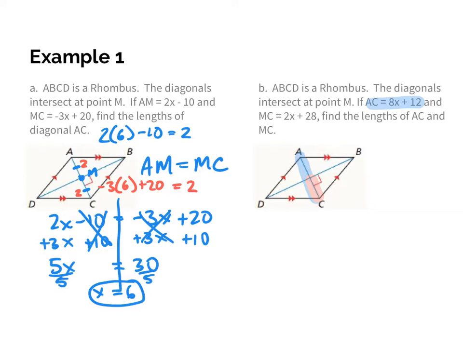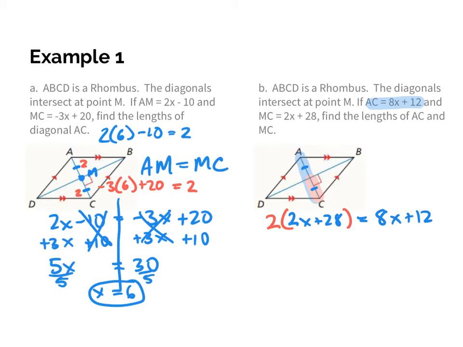Now, the only difference about this problem compared to the last one is that I'm giving you the full diagonal and the smaller piece. We know that this diagonal is being bisected, which means the two smaller pieces are equal to each other. So if I give you one of the smaller pieces, MC, and we want to figure out how that compares to AC, when I have MC, which is 2x plus 28, to compare that to the total segment, I need to double it. Being cut in half means that if I double it, that gives me the full length. So if I double that segment, that should equal AC, which is 8x plus 12.